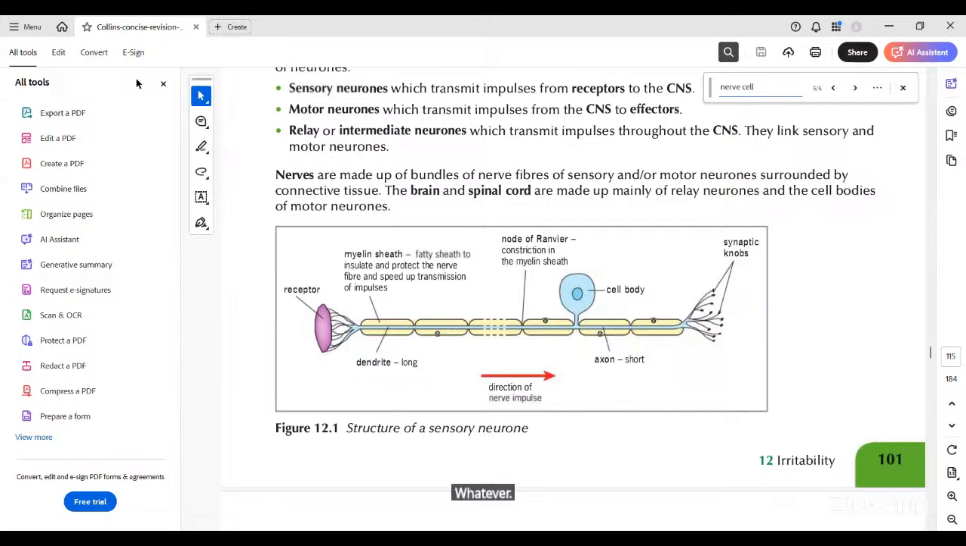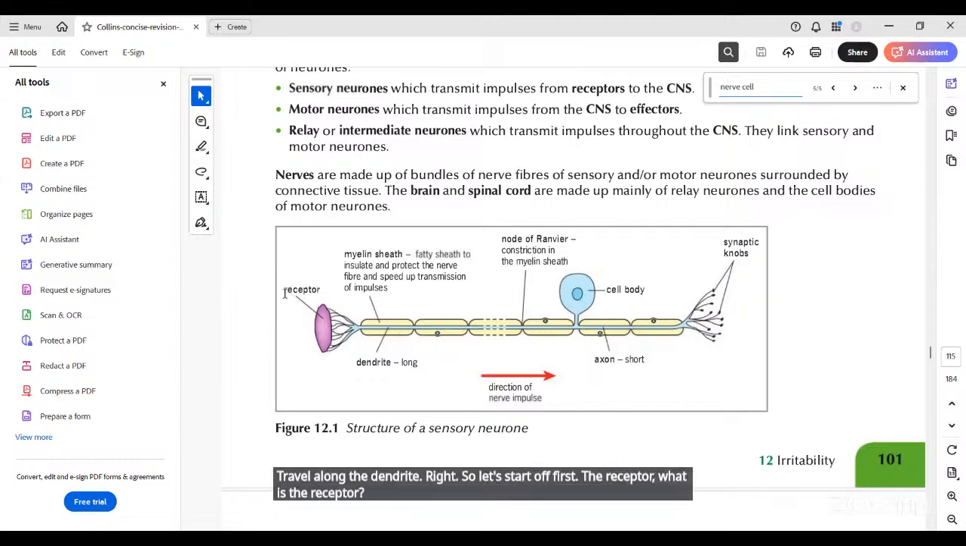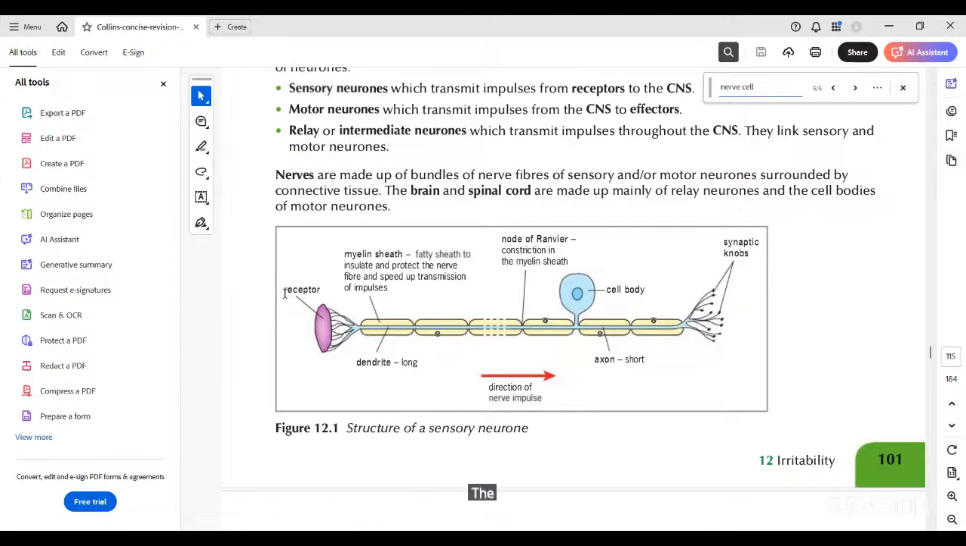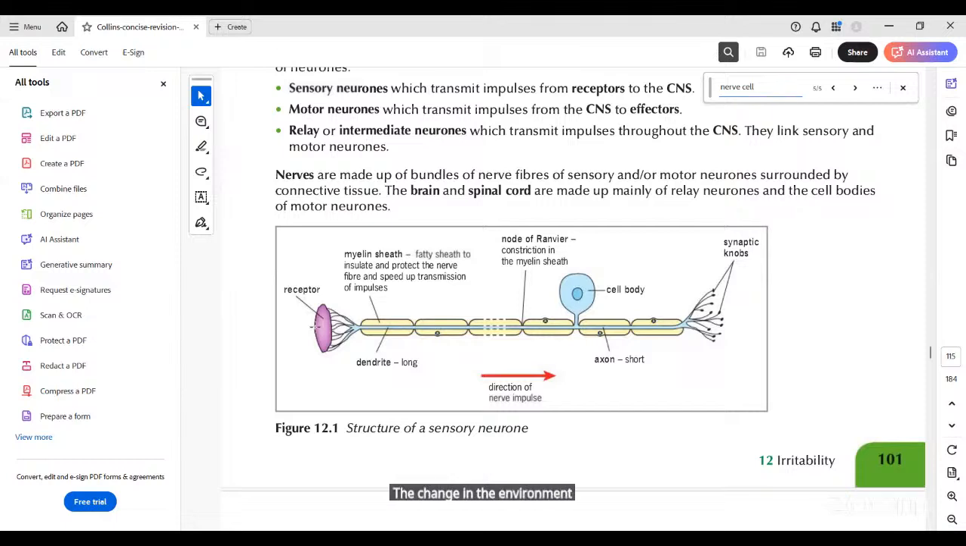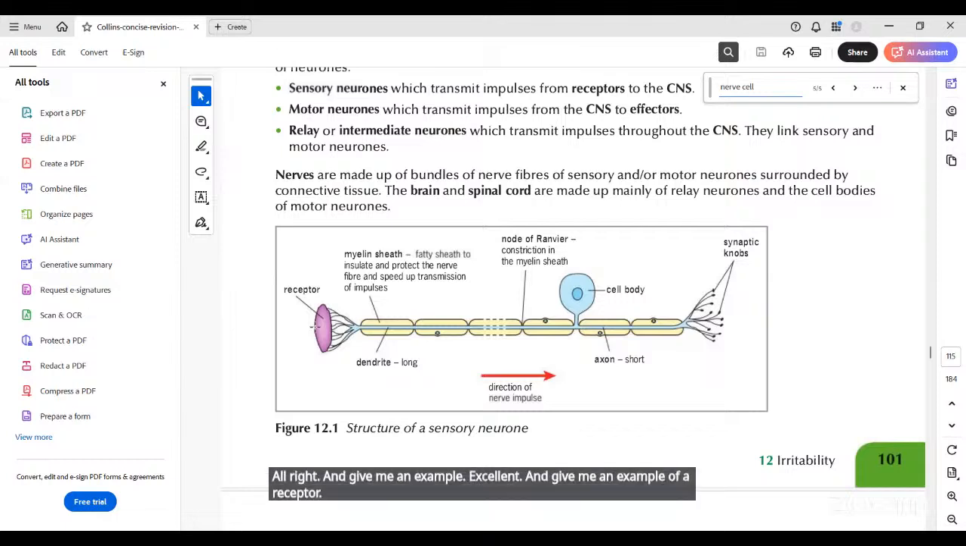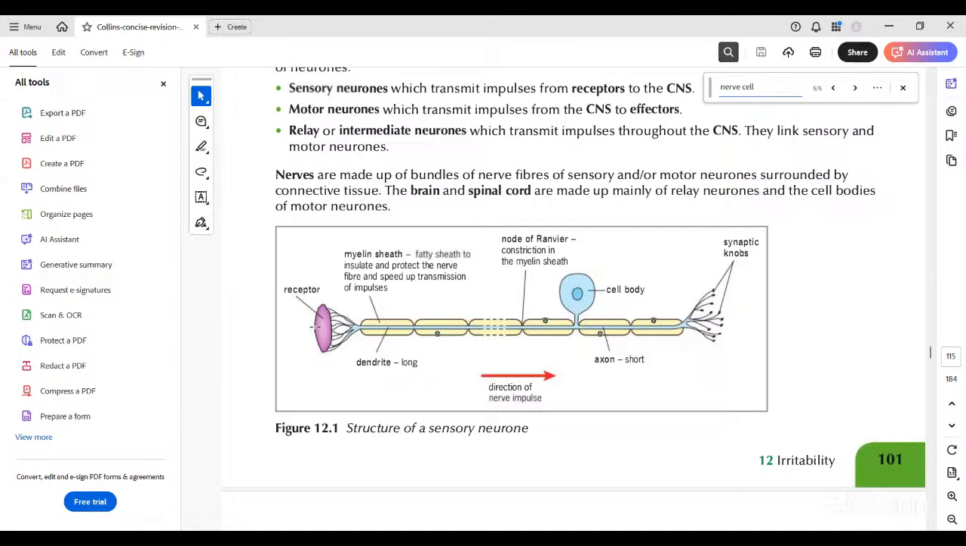And these impulses travel along the dendrite. Right? So let's start off first. The receptor, what is the receptor? The area on the nerve cell that detects stimuli or will detect the impulse. Yes, so the area that detects the stimuli, and the stimuli will be whatever feeling that is. Right? And give me the changes in the environment, whether internal or external. Excellent. And give me an example of a receptor. The skin. Excellent.